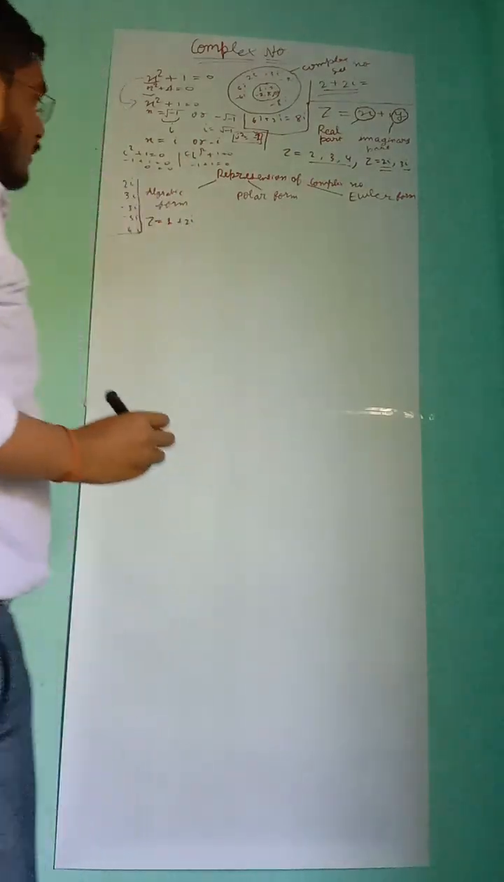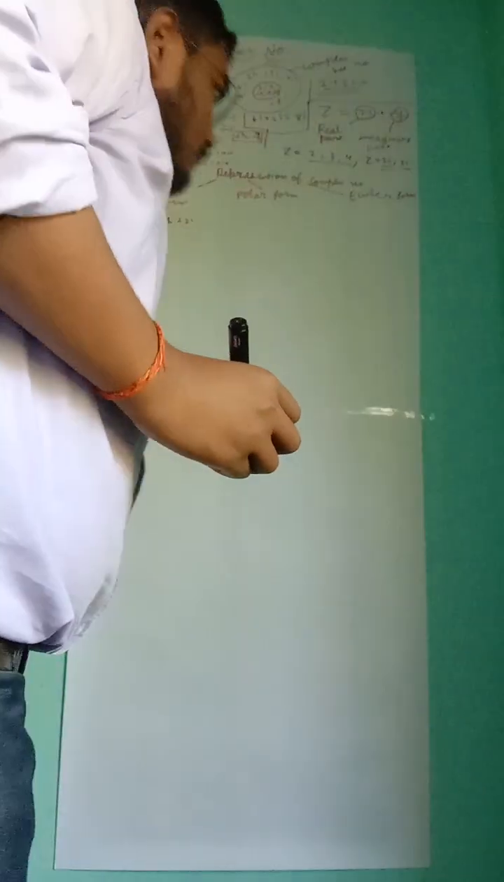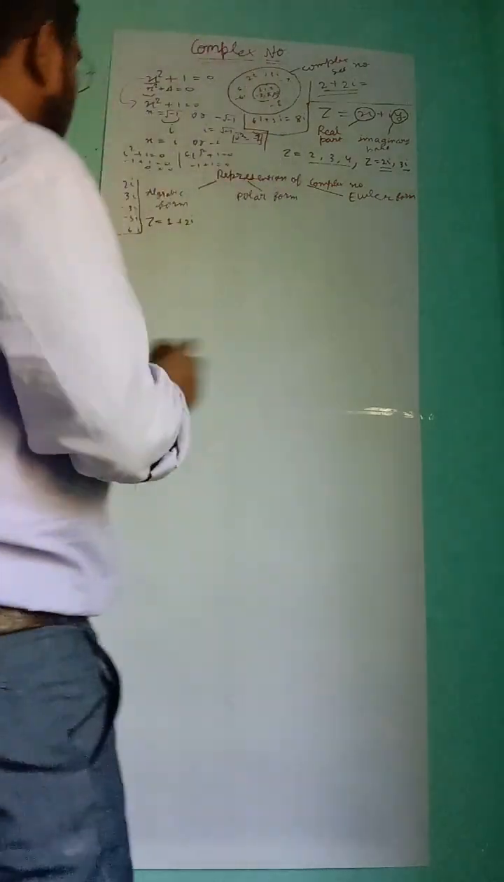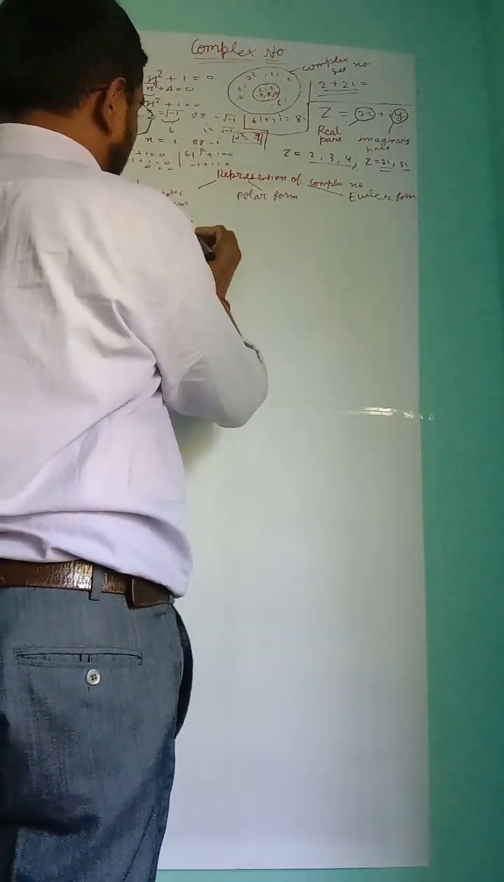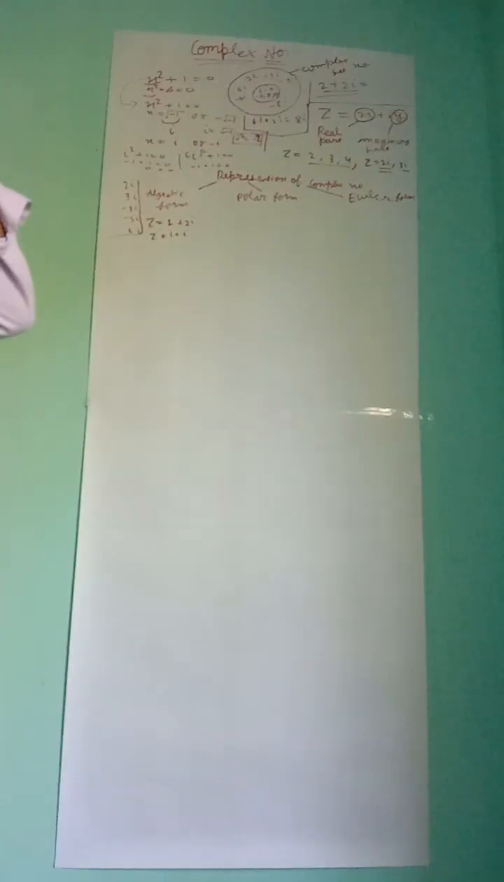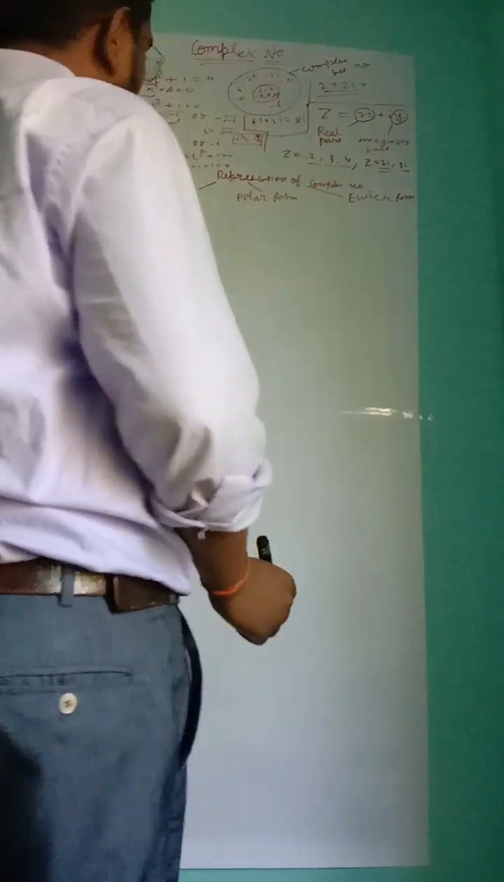So in algebraic form, suppose my number is like that, 1 plus 2 iota. This is my algebraic form. Z equal to 1 plus 1 iota. This is my algebraic form. Okay, now what is polar form?